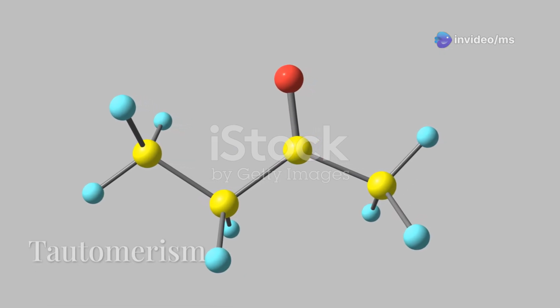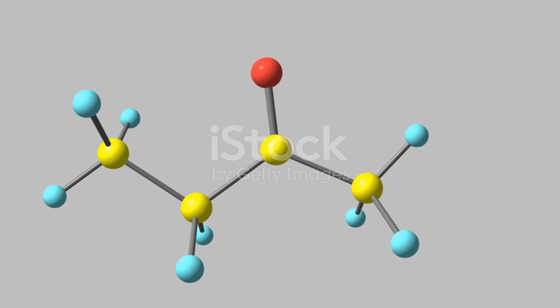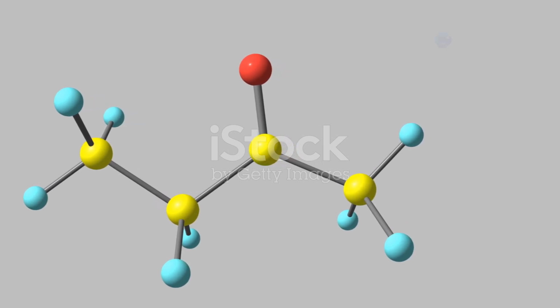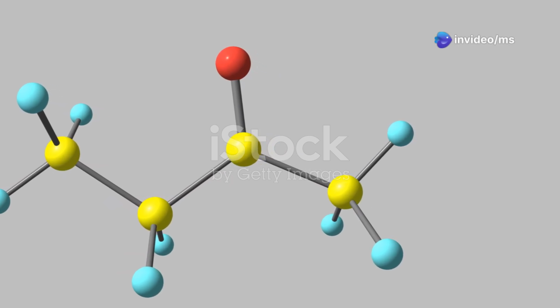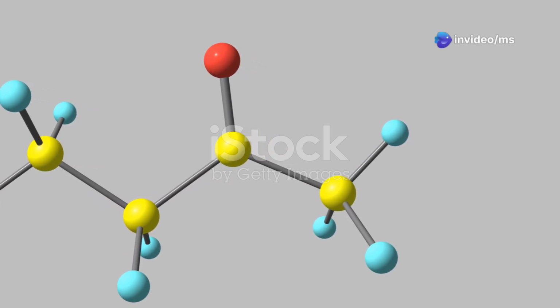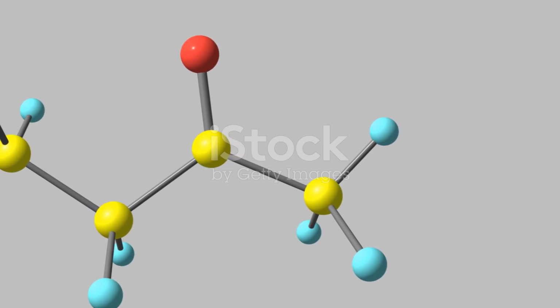Tautomerism involves a dynamic equilibrium between two isomers that differ in the position of a proton and a double bond. A classic example is keto-enol tautomerism in acetone. The chemical equilibrium can be represented as CH3COCH3 in equilibrium with CH3C(OH)=CH2.